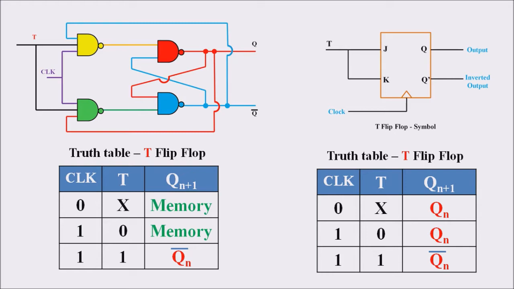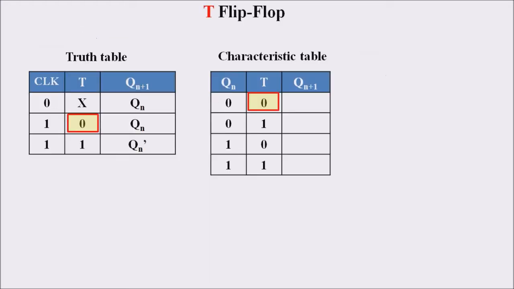Based upon this truth table, we are generating the characteristic table. Before that, let us say what the T stands for in the T flip-flop. In the case of a T flip-flop, the T is representing the condition toggle, that is the output is changing with the input value, that is if the input is 0, then the output will be 1, and if the input is 1, then the output will be 0. So this can be analyzed in the case of a characteristic table. So firstly, we are starting with the characteristic table. The inputs of the characteristic table are Qn as well as T, and the output is Qn plus 1.